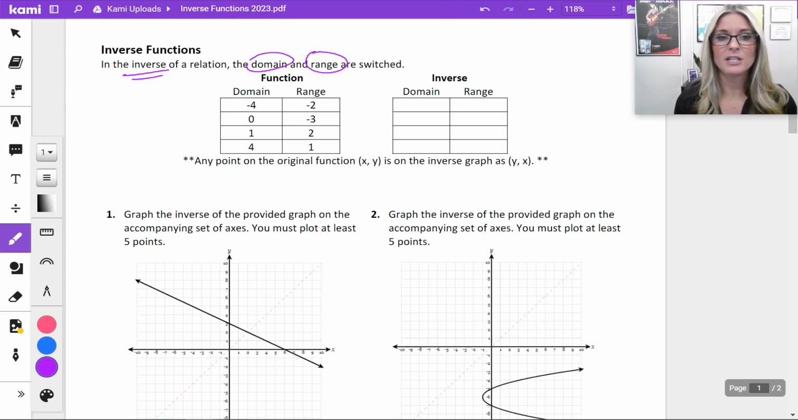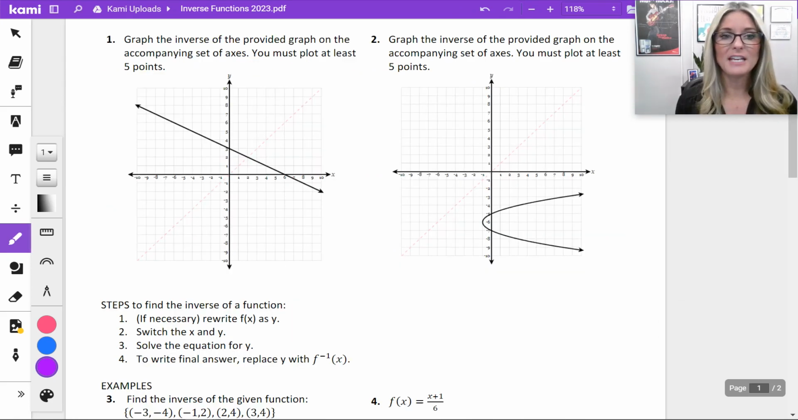We've got a function on the left, the domain -4, 0, 1, and 4, range -2, -3, 2, and 1. The inverse of that, the domain would be -2, -3, 2, and 1. The range would be -4, 0, 1, and 4, literally switching the domain and range. Now, because we're switching domain and range, it means that the x and y values are also switched. So any point on that original function that was (x, y) is on the graph of the inverse as (y, x). So we're going to use that information as we look at the graph examples below.